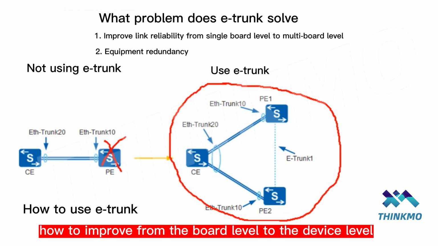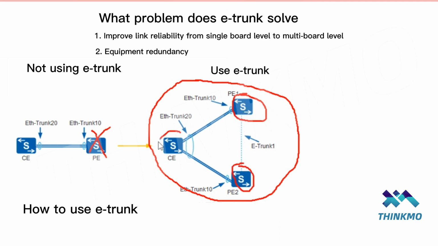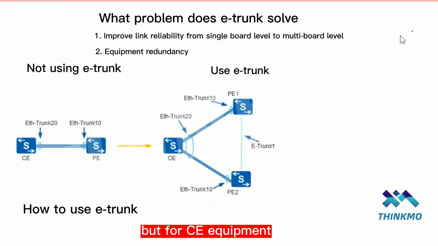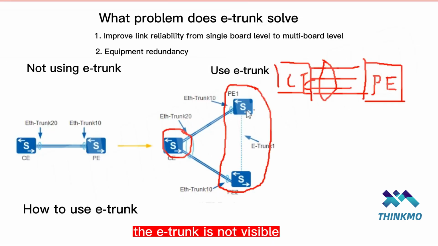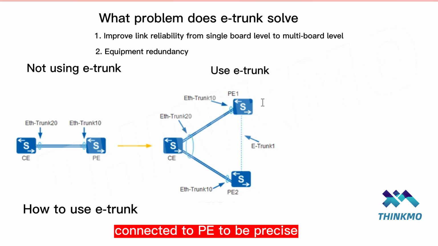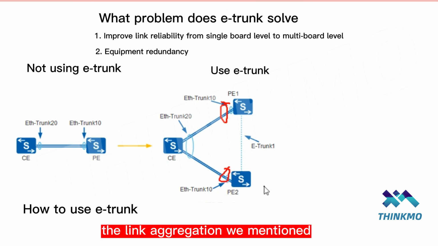How to improve from the board level to the device level? There was one device. Now I have two devices. I connect these two devices both to the CE. After connecting, the line is still connected with two lines each. But for the CE equipment, the E-trunk is not visible. For the CE, it is equivalent to 4 lines connected to the PE, to be precise, P1 plus P2. Then it can bundle these 4 lines up and make a LAG. That is the link aggregation we mentioned.